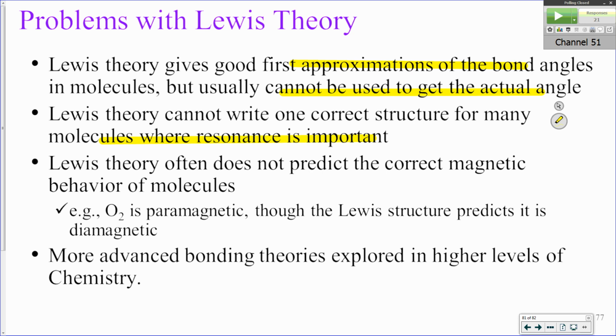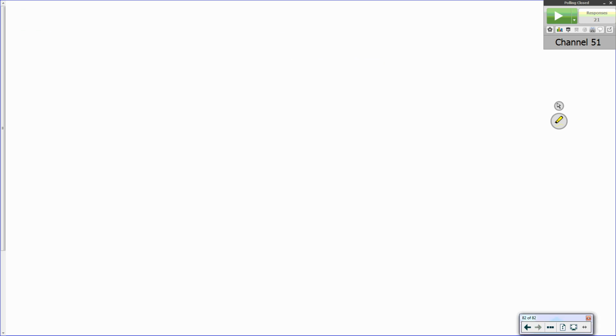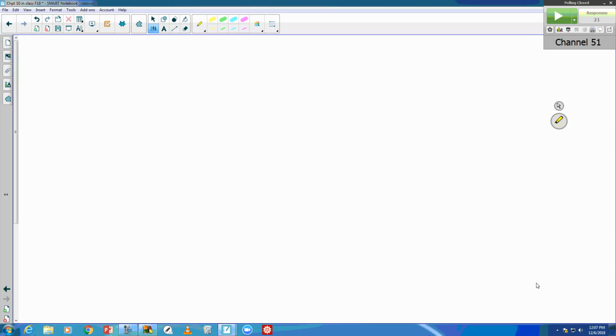It doesn't predict correctly the magnetic behavior of some compounds, like oxygen is paramagnetic. Lewis theory predicts it should be diamagnetic. And when you get to organic chemistry and inorganic chemistry, we'll learn more advanced bonding theories, things like molecular orbital theory, that start to explain these differences where Lewis theory didn't cover everything. You've got to start somewhere. Lewis theory is our introduction to that. Okay, so that covers the material.